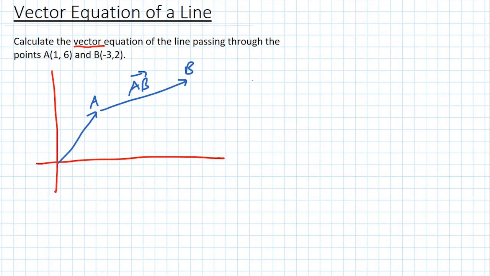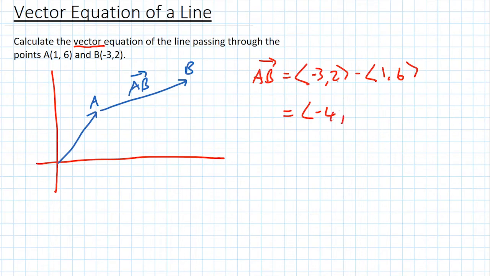And what we learned before is that the vector AB is going to be the position vector of B, which is (-3, 2), take away the position vector of A, which is (1, 6). And that gives me -3 minus 1 is -4, and 2 minus 6 is -4.